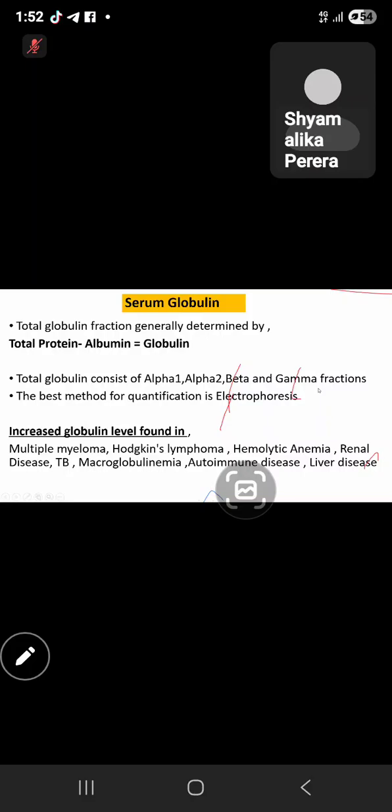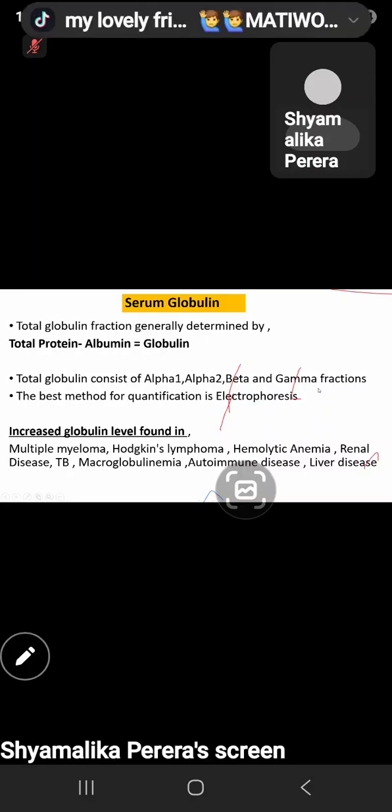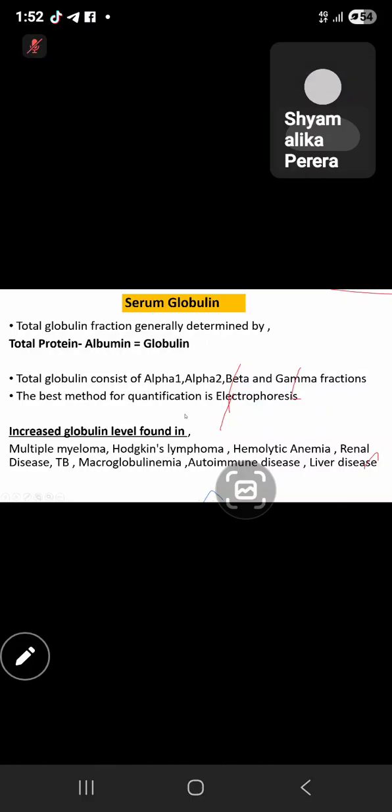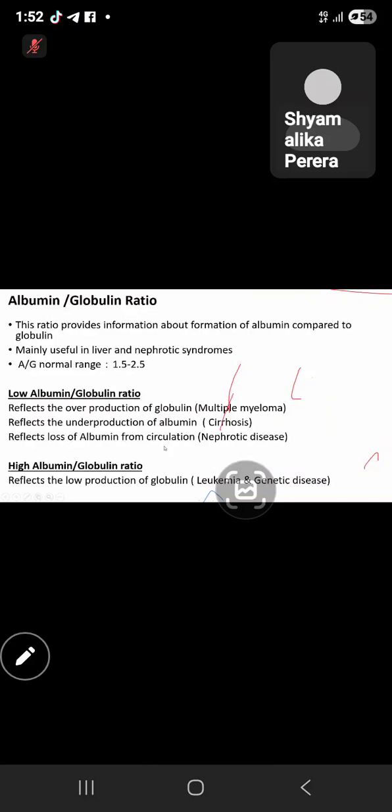As for disease, you can observe high globulin levels in multiple myeloma, Hodgkin's lymphoma, hemolytic anemias, renal diseases, TB, macroglobulinemia, autoimmune diseases, and liver disease. So you can have many disease conditions with altered globulin levels.